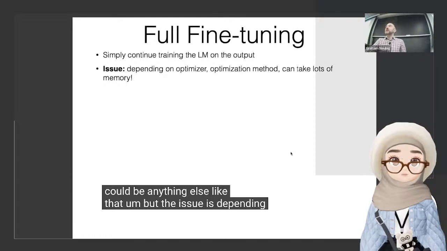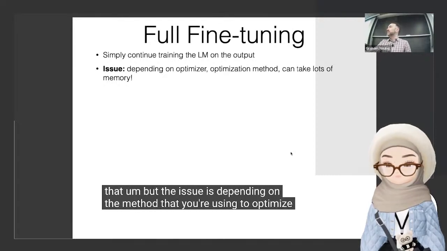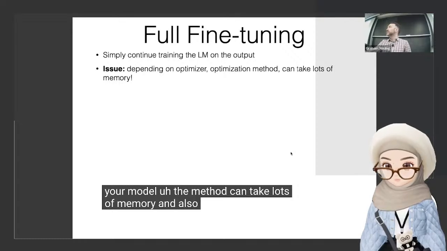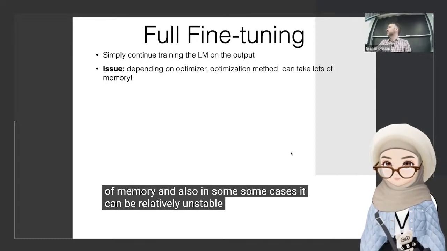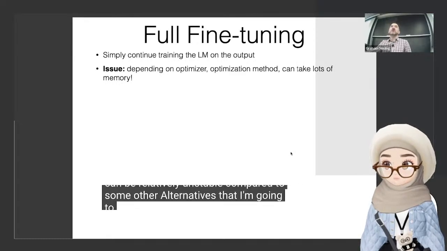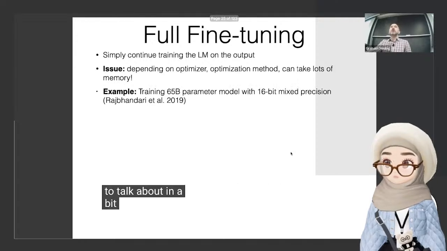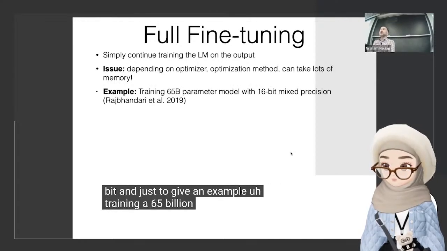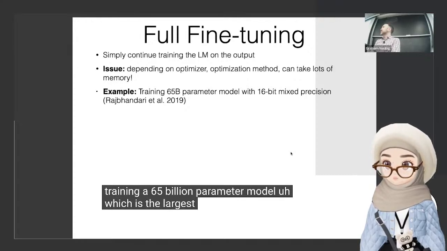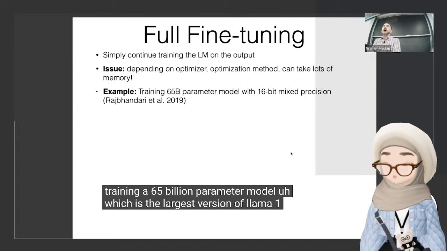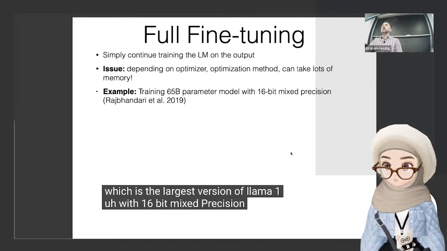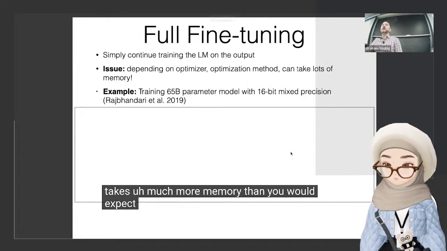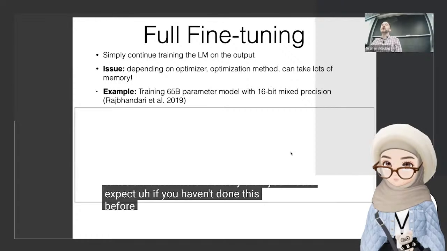But the issue is, depending on the method that you're using to optimize your model, the method can take lots of memory, and in some cases it can be relatively unstable compared to some other alternatives that I'm going to talk about in a bit. Just to give an example, training a 65 billion parameter model, which is the largest version of Llama 1, with 16-bit mixed precision actually takes much more memory than you would expect if you haven't done this before.